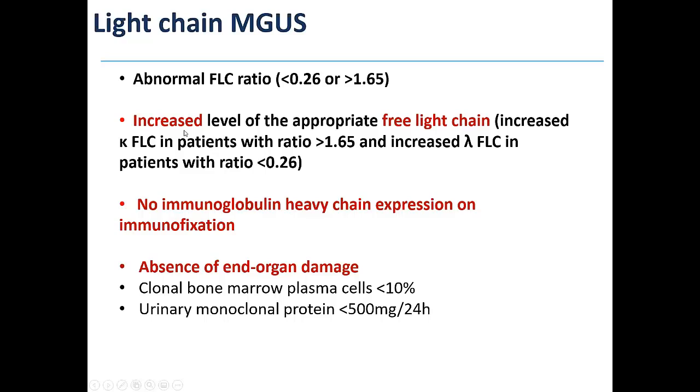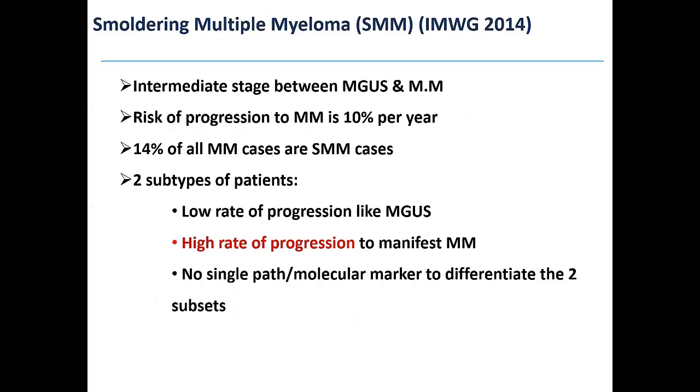And since there is increased level of free light chains, you find that this ratio gets altered, less than 0.26 or more than 1.65. And there is no immunoglobulin heavy chain expression on immunofixation. Clonal bone marrow plasma cells less than 10%. Urinary monoclonal protein less than 500 milligrams. Main thing is less than 10% clonal plasma cells.